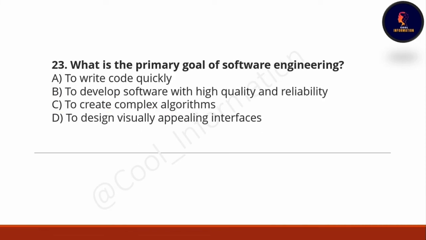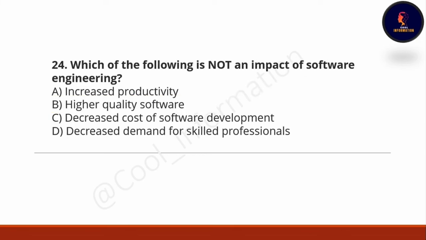Next question, what is the primary goal of software engineering? Now, very fundamental question. Option B will be correct. To develop software with high quality and reliability is the primary goal of software engineering. Next question, which of the following is not an impact of software engineering? So, option D, decreased demand for skilled professionals, is not an impact. Other than option D, A, B, C are the impacts of software engineering.